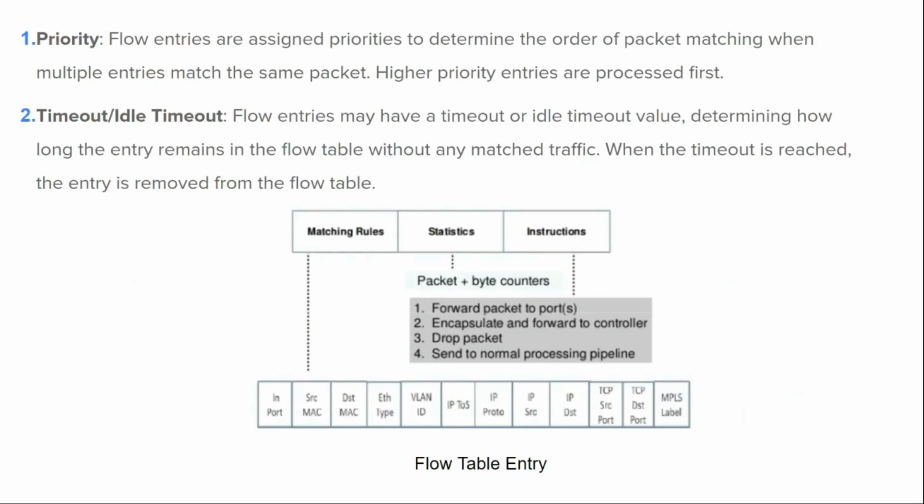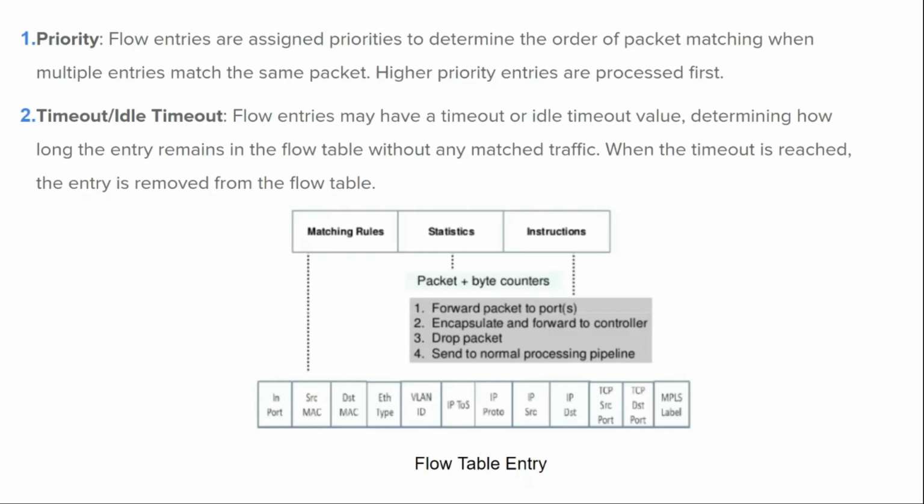Then we have the priority. Now, what priority basically is, flow entries are assigned a priority. So let's say a flow table has a lot of flow entries. Which flow entry to take? That is a very big question to be addressed. So there we have priority, and priority plays a very important role there. Whichever flow rule has a higher priority, that will be chosen. So priority determines which flow entry among the flow table is to be considered.